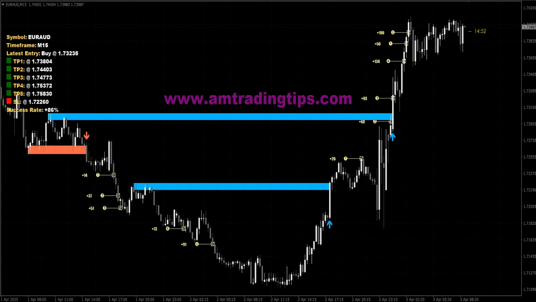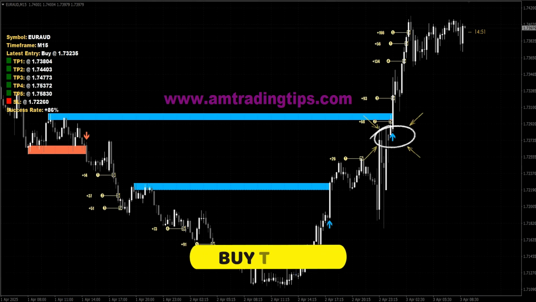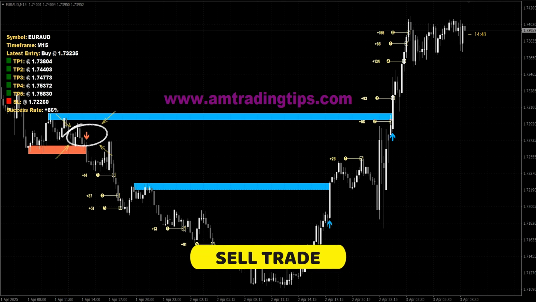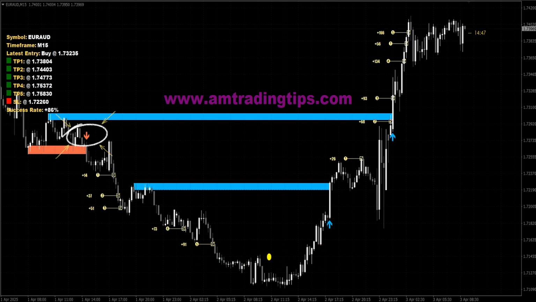Entering the trades. For a buy trade, wait until a candle closes fully above the blue resistance line. Not a wick, a full close. Then enter the trade. For a sell trade, wait for a candle to fully close below the red support line before entering. That candle close rule is what keeps the signal from shifting on you, so don't skip it.